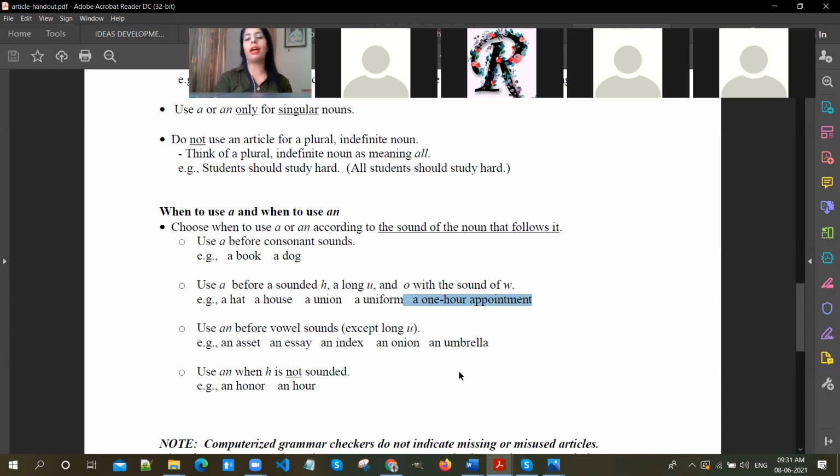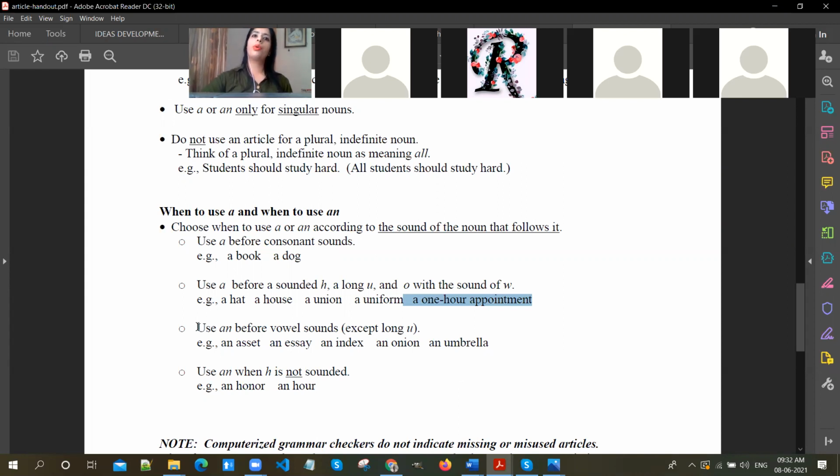A one-eyed man. It is a 1 rupee note. So in 1 rupee note also it is A. This is a 1 rupee note. A 1 rupee coin can also be. So there the sound of O is not coming, the sound of W is coming. So that's why A is used there.